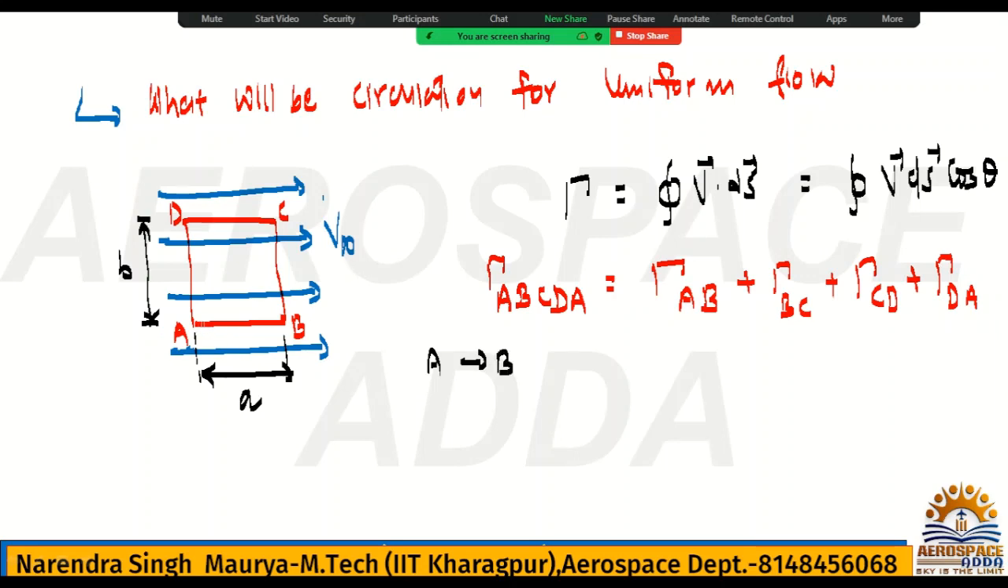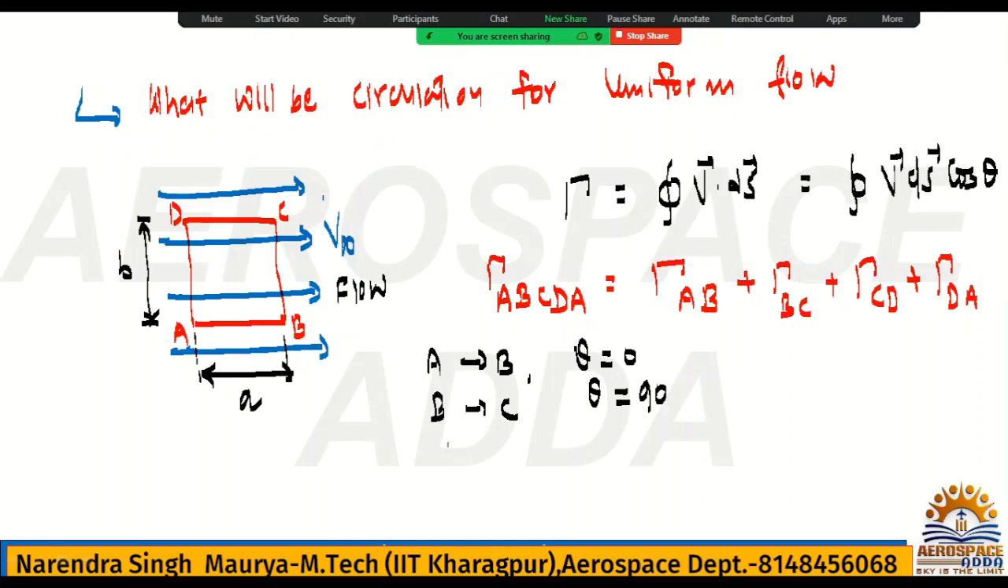If we calculate the circulation for AB, AB is just along the flow. So the tangential angle theta will be 0. But for BC, going from B to C is perpendicular to the direction of the flow. This is the direction of the flow. So the tangential velocity will be perpendicular to BC, and theta will be 90 degrees.